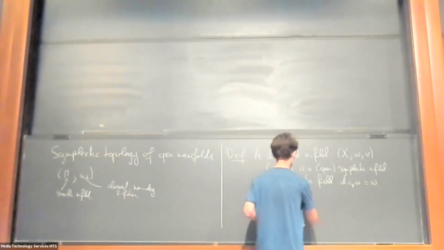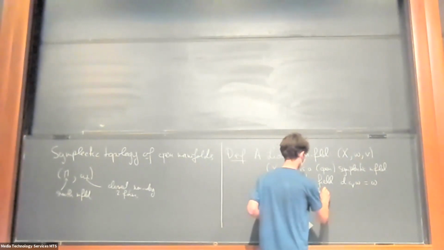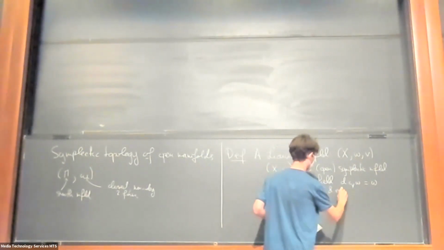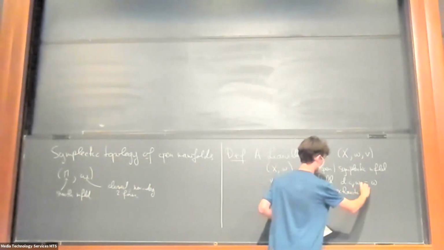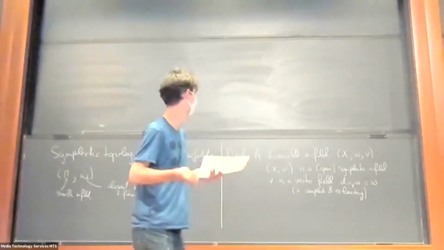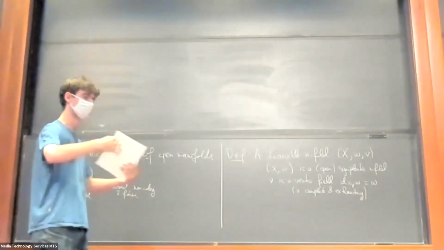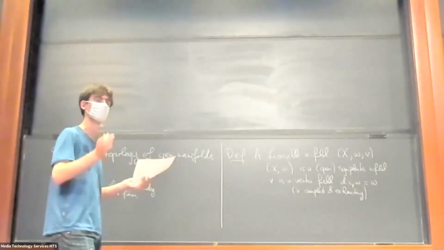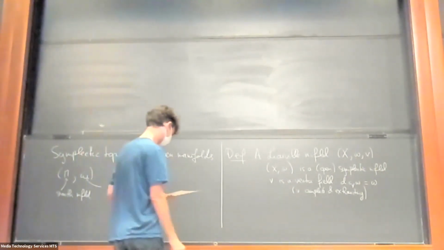which is that V is complete and exhausting. Complete means that the flow of V lives for all time, and exhausting means that you can exhaust your X by compact sets such that V is transverse to the boundary of these sets.